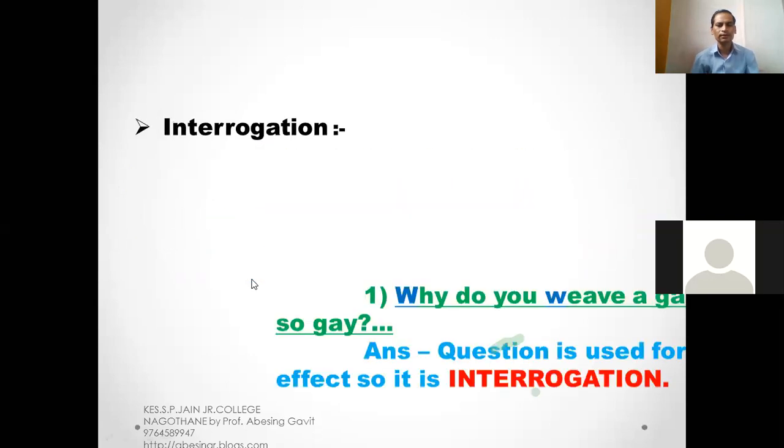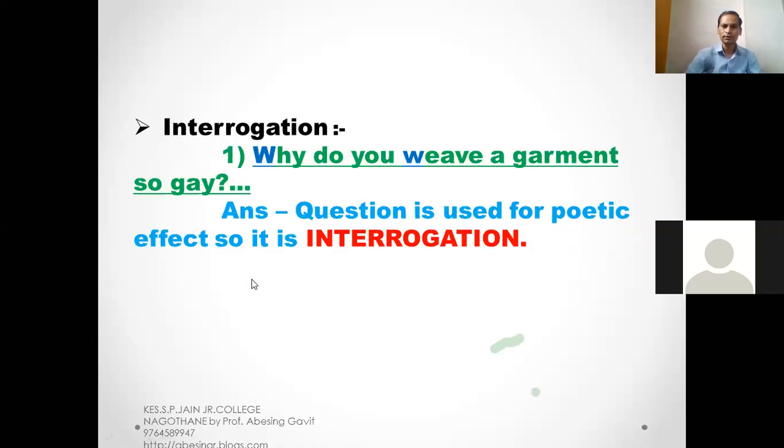Now next, that is interrogation. Interrogation means when a question is used in a sentence or in a poem, that is what we call interrogation. Interrogation poetic device apan konala manat asto, wherever questions are used. I think at the beginning of the lecture I told you, in this poem in every two lines, means the initial two lines in the stanza, a question is asked, and I think every second line asks a question. Pratyek second line je ahe titha aplyala question vicharlela ahe. So it is for a musical effect, that's why it is an interrogation.